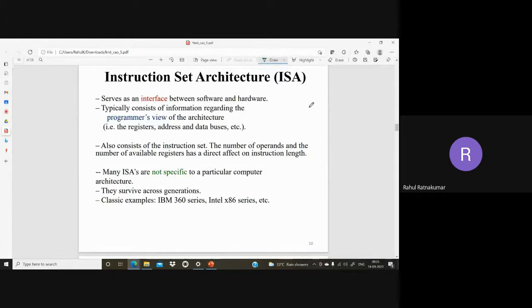Okay, so instruction set architecture. This serves as an interface between the software and hardware, right? So we are talking about the language which I discussed: the language your processor can understand. That language depends upon the hardware. What hardware is there which can perform some operations? Based on that, we'll define some instructions.